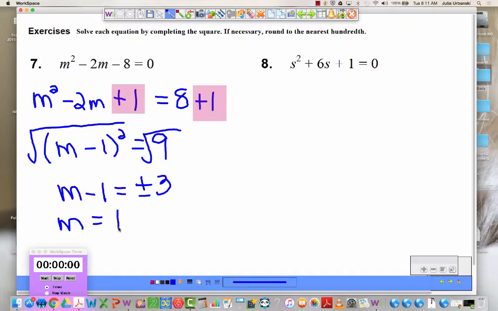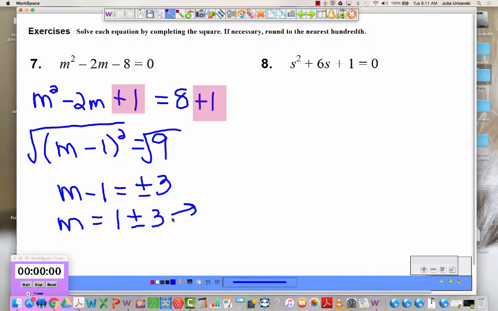Okay, add 1 to both sides, I heard. Good. Some of you will just do that in your head. 1 plus 3 is 4. 1 minus 3 makes -2. Okay, I want to show you what happens when it doesn't come out to a whole number, so I hope you have your calculators. Let's just do number 8, and then we'll finish up the rest of the part, and then I'll check.